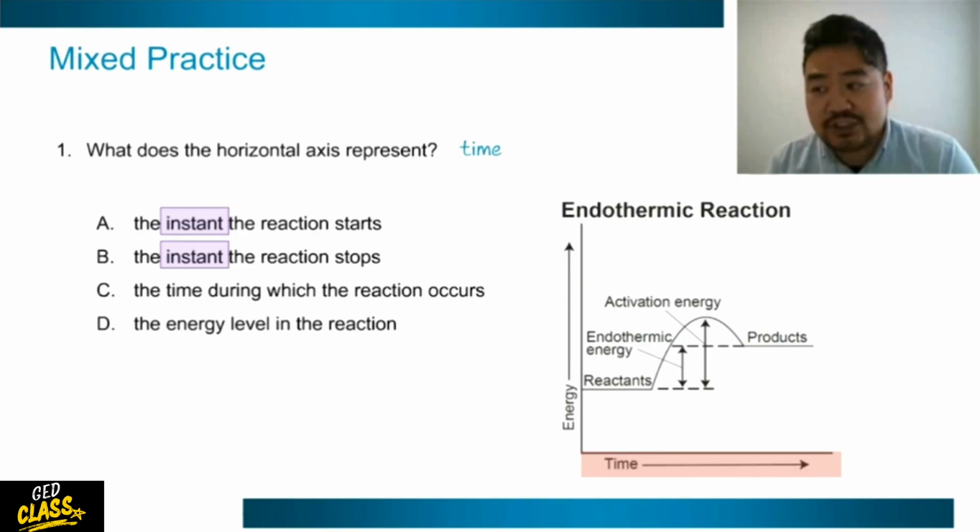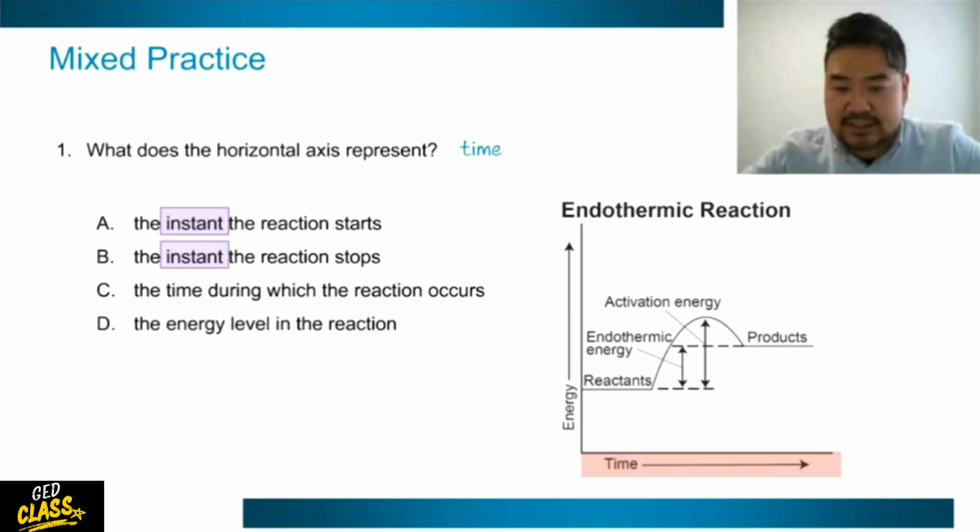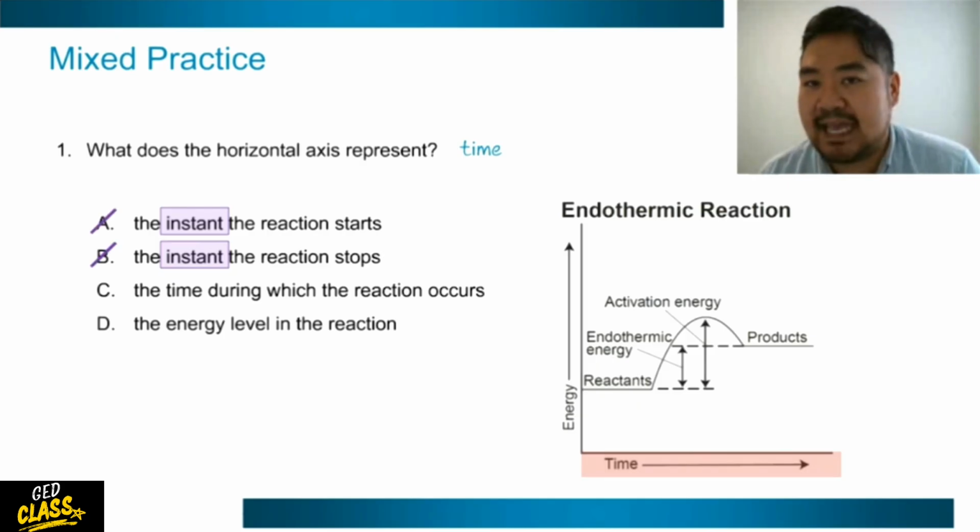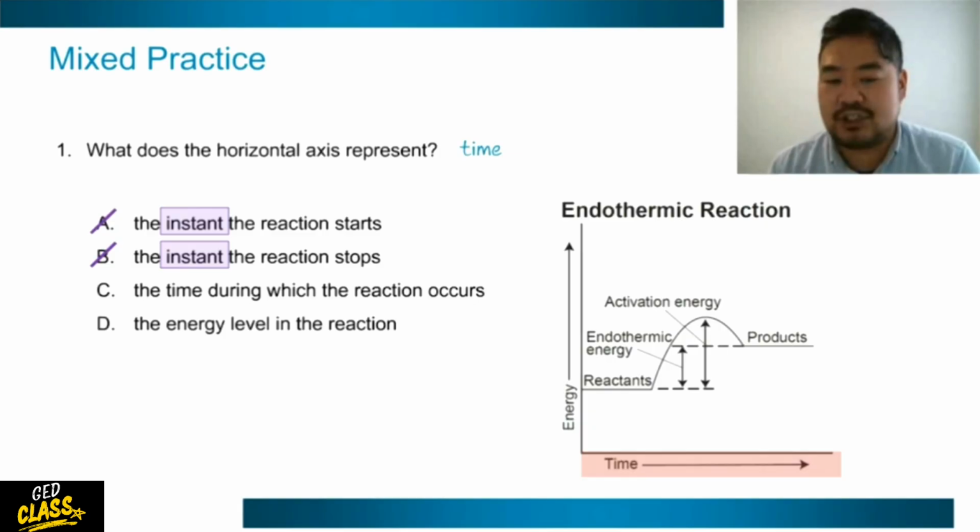But the axis overall, that whole stretched out horizontal axis, is not going to represent one particular moment. It's going to represent an entire stretch of moments. So we can certainly get rid of choices A and B. And then out of those 2 remaining choices, the correct answer, of course, is going to be the answer that indicates time. And that's going to be answer choice C, the time during which the reaction occurs.